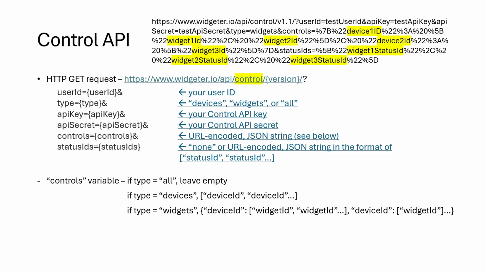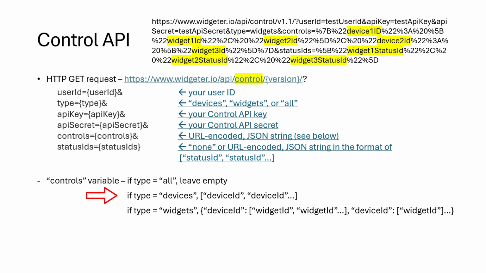In the Control API, we also have a type variable. This determines the scope of our request, and the controls variable defines which data we're requesting, based on the type value. If the type is all, the Control API will return current values for all widgets, for all devices. In this case, the controls variable can be left blank.